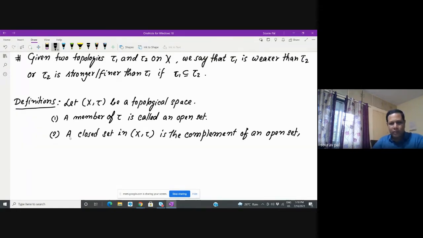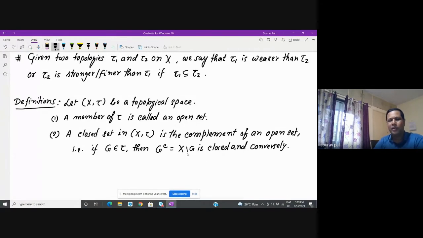Anyway, what does it mean? That means if G is open, meaning G belongs to tau, then G complement, that is X minus G, is closed. And definitely conversely, if you have a closed set, then its complement is open, if you just look at the definition.